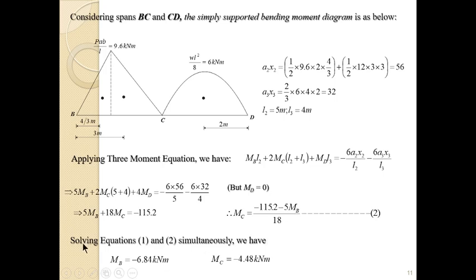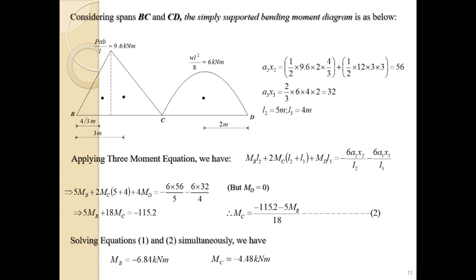And so we can solve the simultaneous equation. You can use any other method to solve the simultaneous equation, but when I solved it, MB was minus 6.84, MC was minus 4.48. And in this method, if you do things right, the support moment will always be negative. Support moments are considered negative using our sign convention.